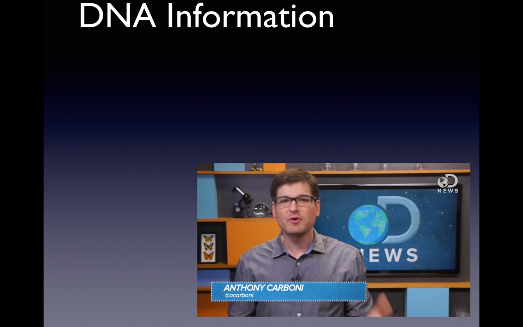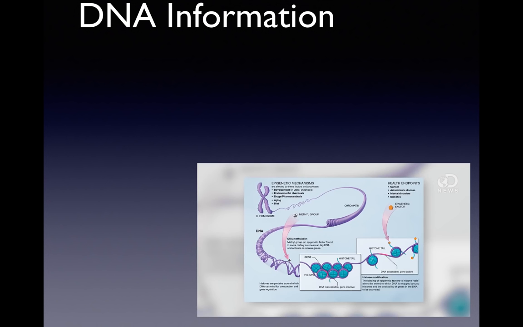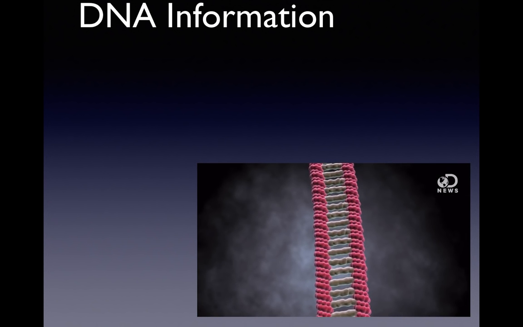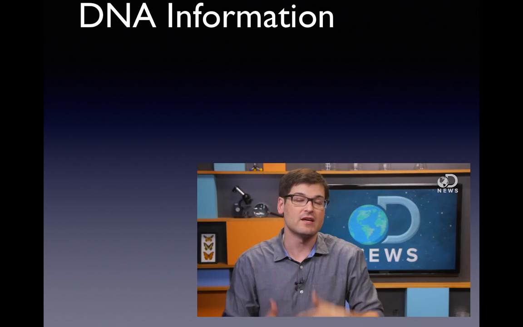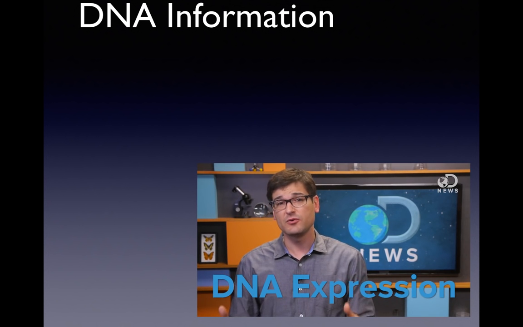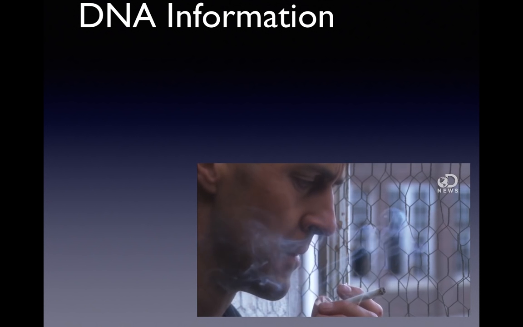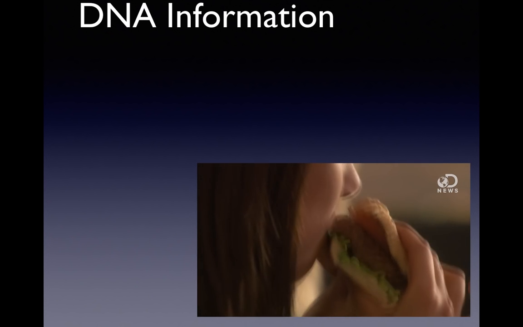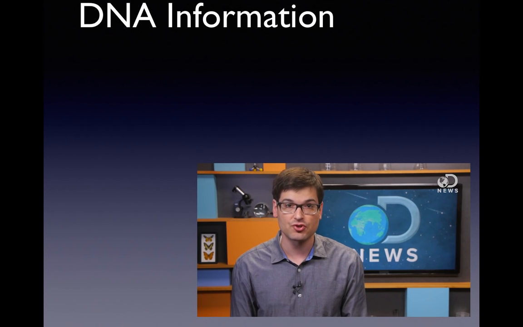Anthony here for D News, and you've probably heard of epigenetics. This is the idea that while the structure of your DNA doesn't change, parts of it can be turned on and off through chemical changes in your body. It's called DNA expression, and it has a lot to do with your behavior and lifestyle. So smoking and eating too much can make the genes for obesity in your body express themselves strongly.